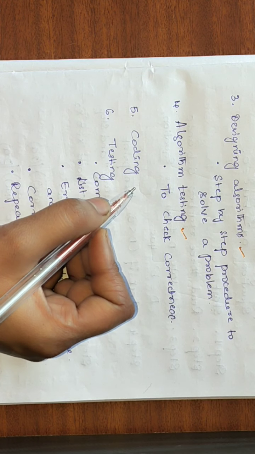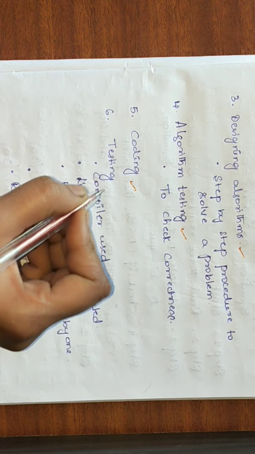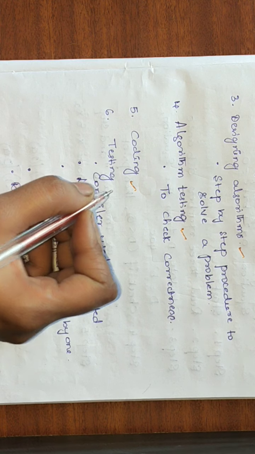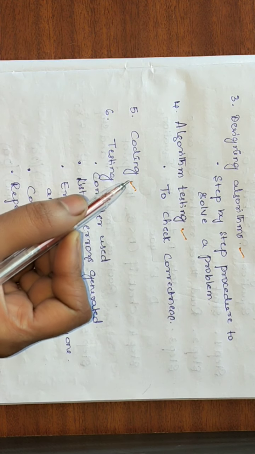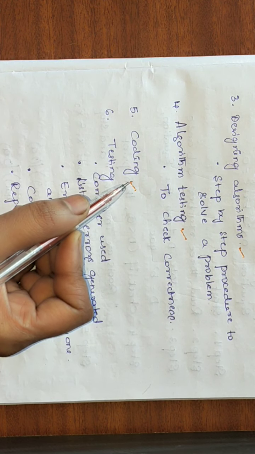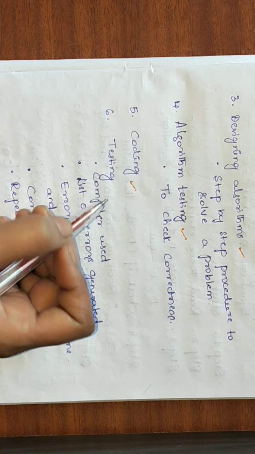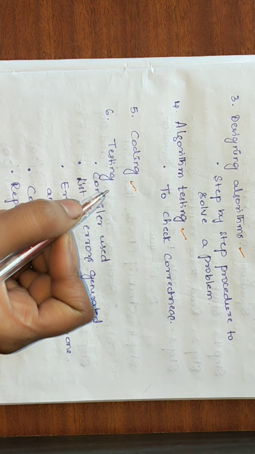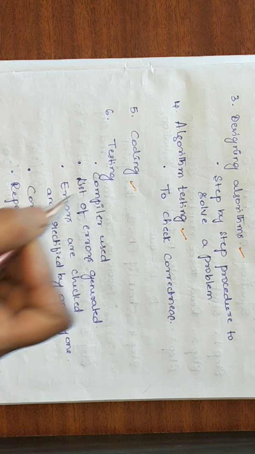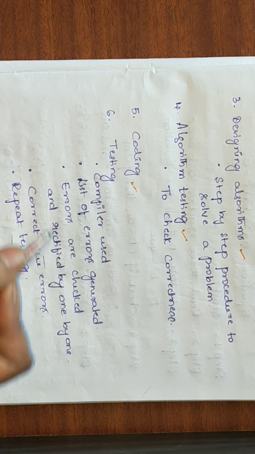After we are done with the coding, the next part is testing. We need to test whether the code, or the program, whatever we have written, is working fine or not. For testing, we need to consider different things.